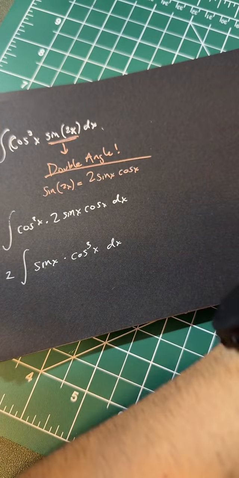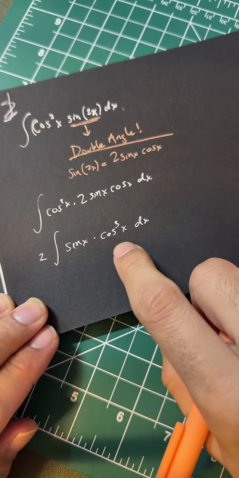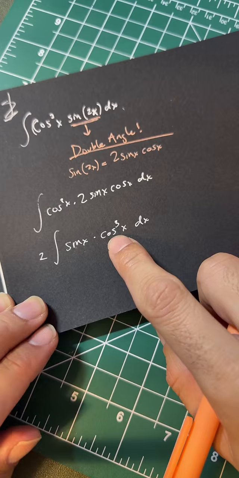Someone said u-sub. Yes, absolutely. U-sub will work. And that's exactly what we want to do, because I see a cosine cubed and we don't like to deal with that.